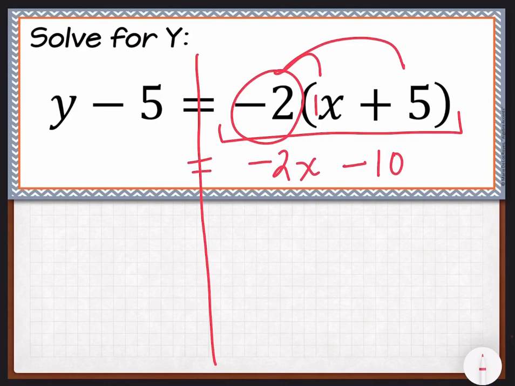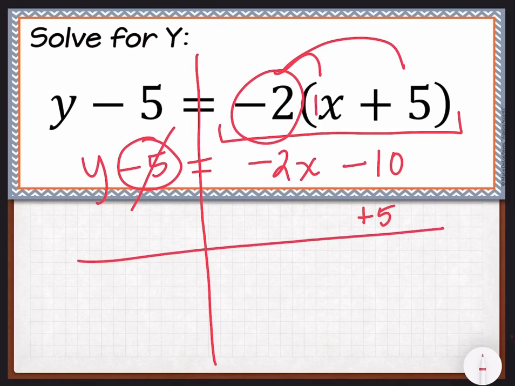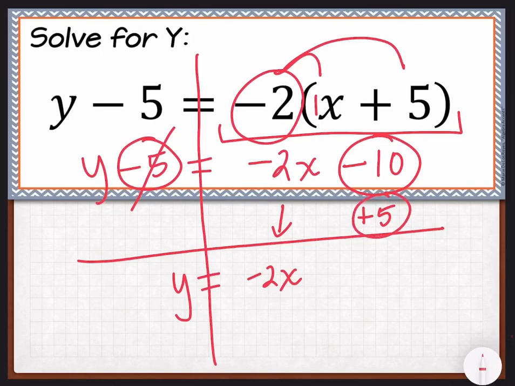Equal sign in the middle, and I'm just going to recopy what is on the left side. Now, I need to take this constant and I need to bring it to the right side. I'm going to cancel it out, cross the line, change the sign, so now it becomes plus 5. So, left side is just y equals, the right side, the negative 2x is just dropping down, and now I'm going to combine negative 10 plus 5, and that equals negative 5. So my answer is y equals negative 2x minus 5.